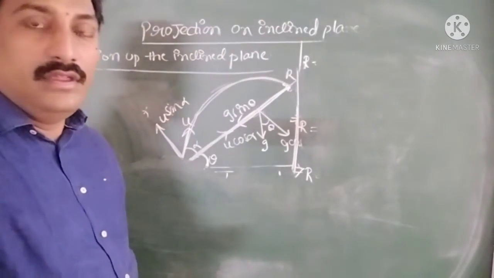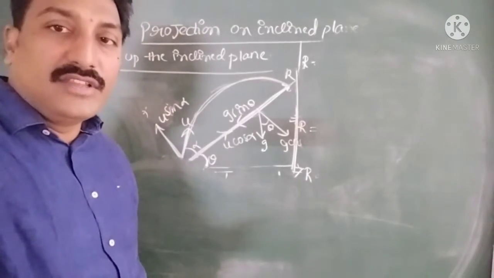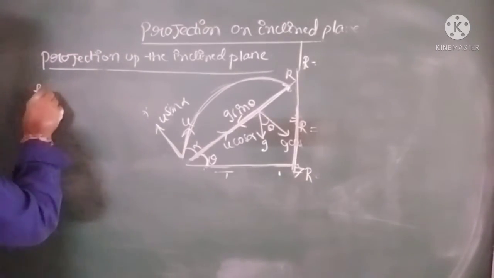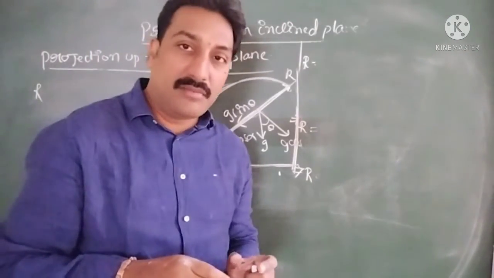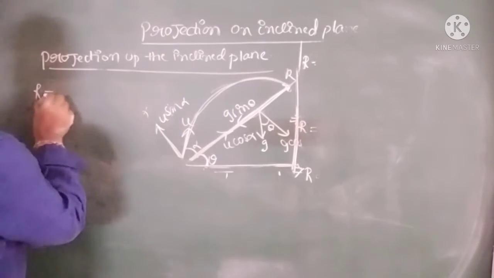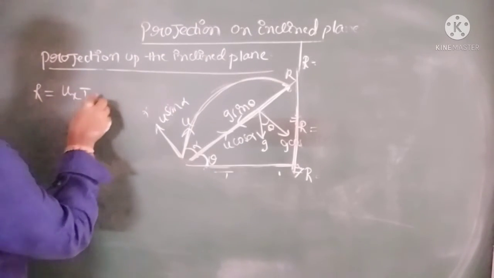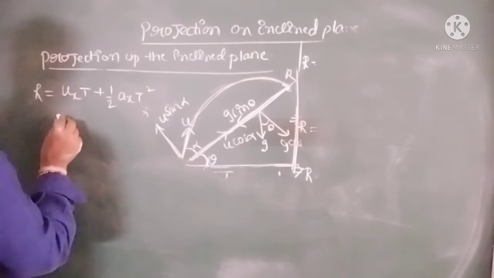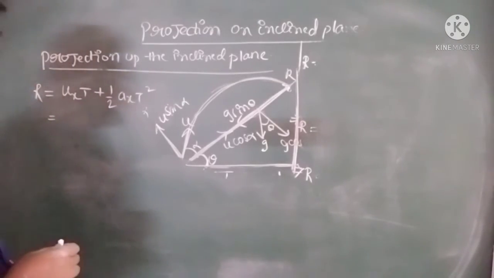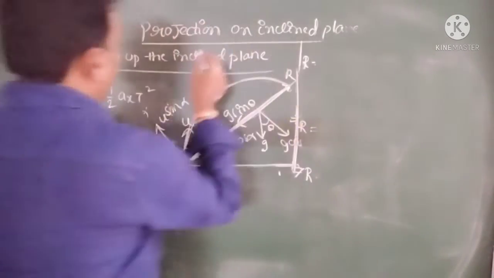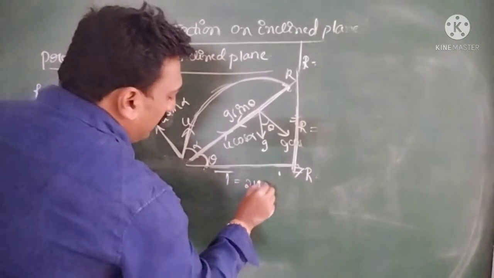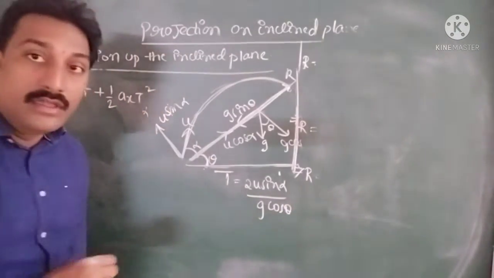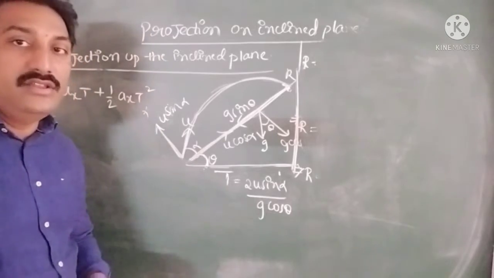Next, we need to find the value of the range here. We know the basic formula: range is equal to u_x t plus half a_x t square. We also know the time of flight we got: t is equal to 2u sin alpha divided by g cos theta.